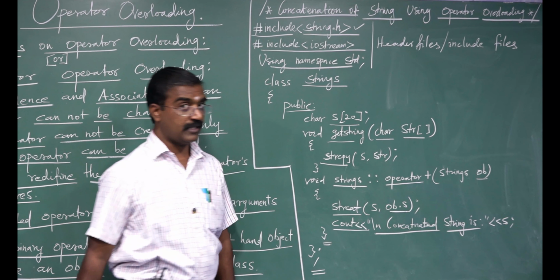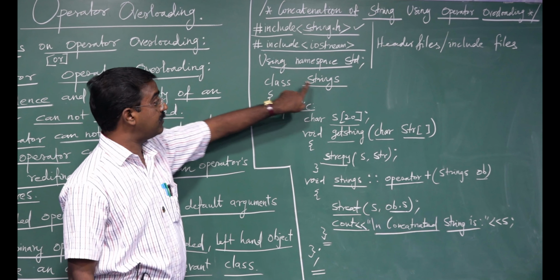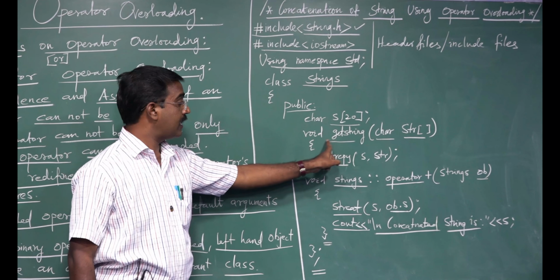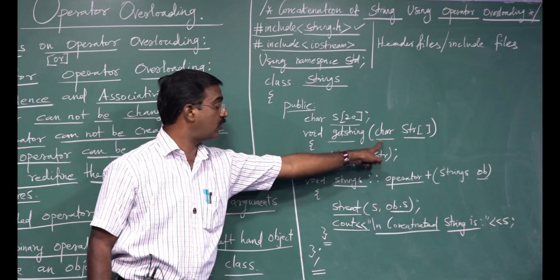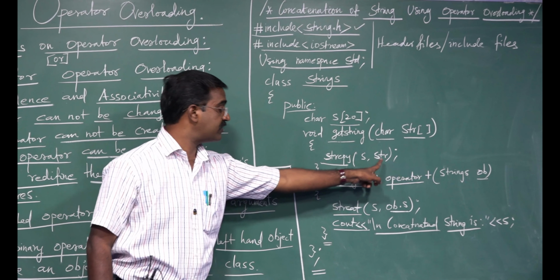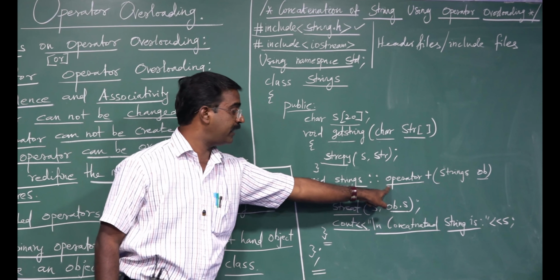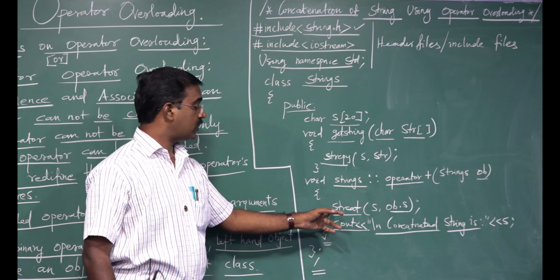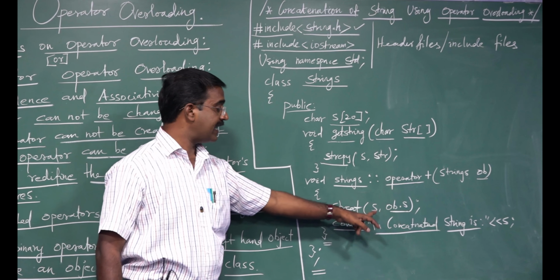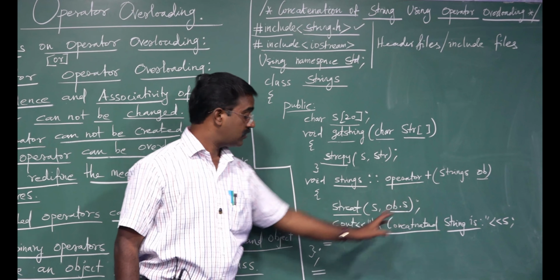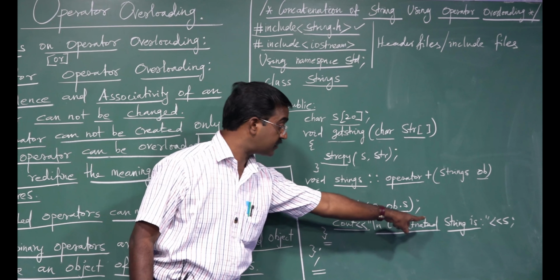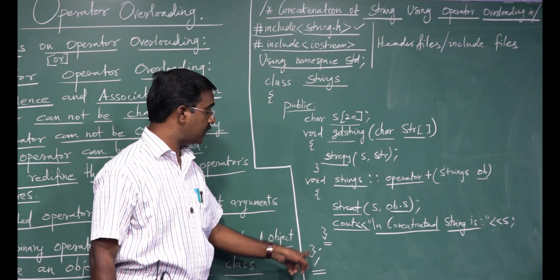Okay, I think you can understand. The class name is strings, the public access specifier declares s of 20 characters, a string member function with this argument, copy string s comma strings, and then void strings with the operator plus, where string is an object, and then concatenate: strcat of s comma ob dot s, joining two strings. That's why the concatenated string is s, and the body should end with a semicolon.